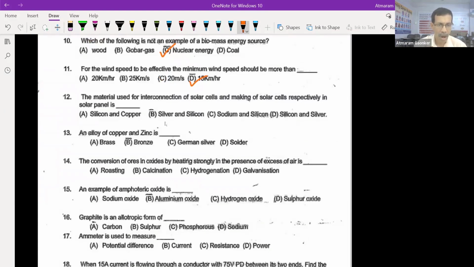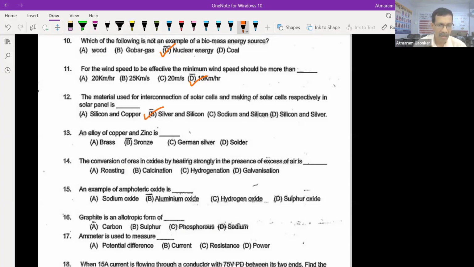Question number 12: the material used for interconnection of solar cells and making solar cells respectively in a solar panel is silver and silicon. Silver is used for interconnection and silicon is used for the making of solar cells. So B is the correct option.